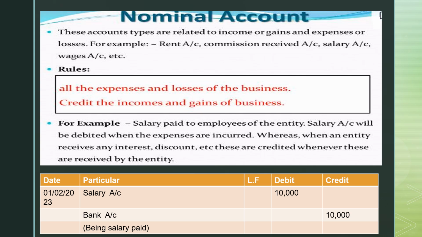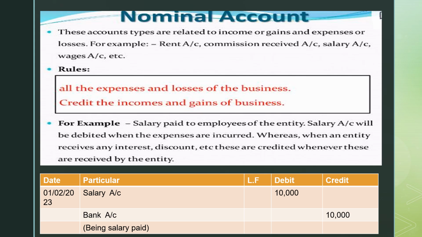Nominal account. These account types are related to income or gains and expenses or losses. For example, rent account, commission received, salary account, wages account, etc. And the rule is debit all expenses and losses of the business, credit the incomes and gains of the business. Salary paid to employees of the entity.